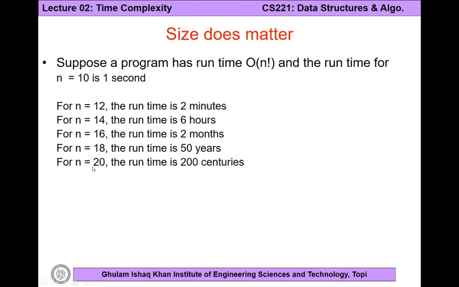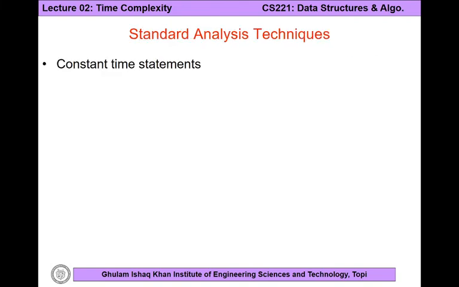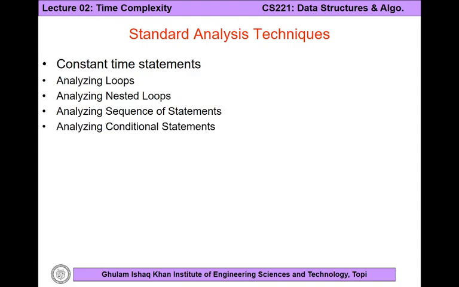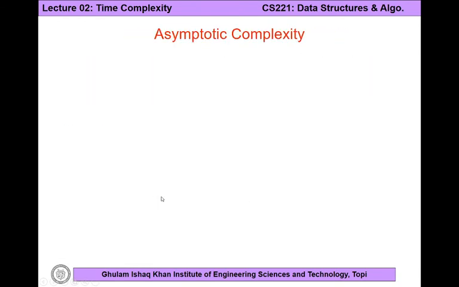And if we give it an input size of 20, this is going to consume 200 centuries to give you the correct answer, right? Now let us have few examples of analyzing the piece of code to compute their time complexity.